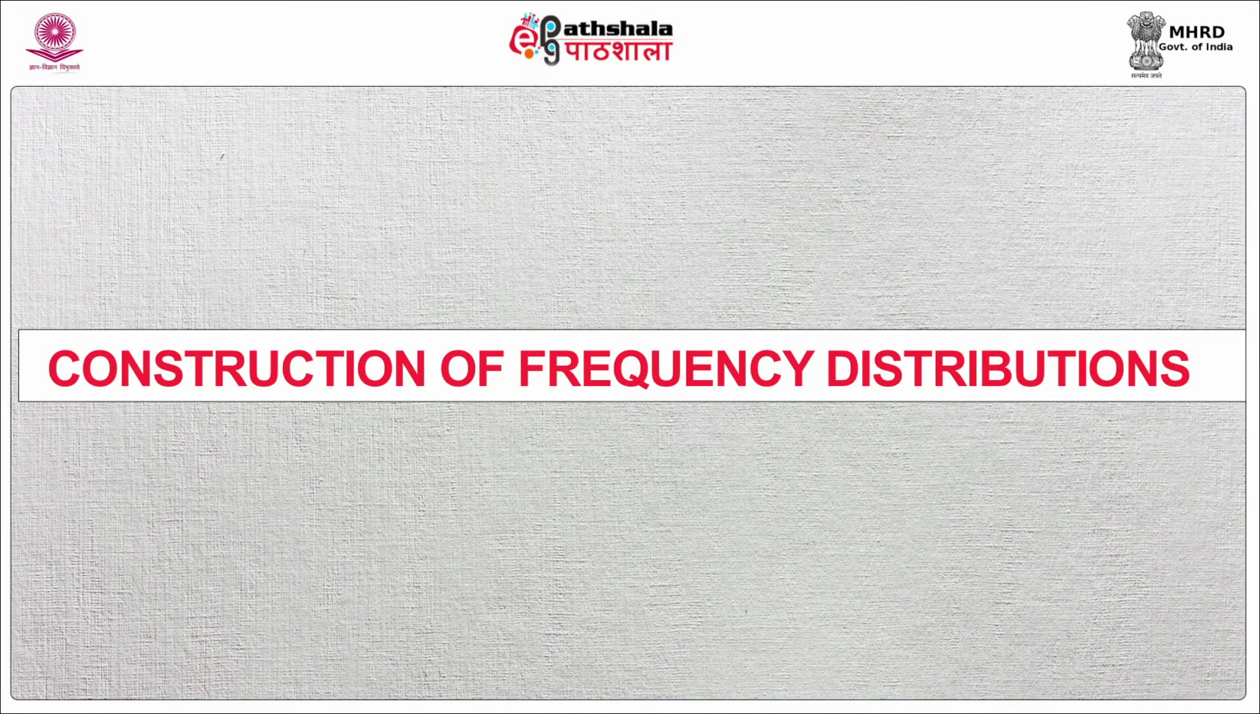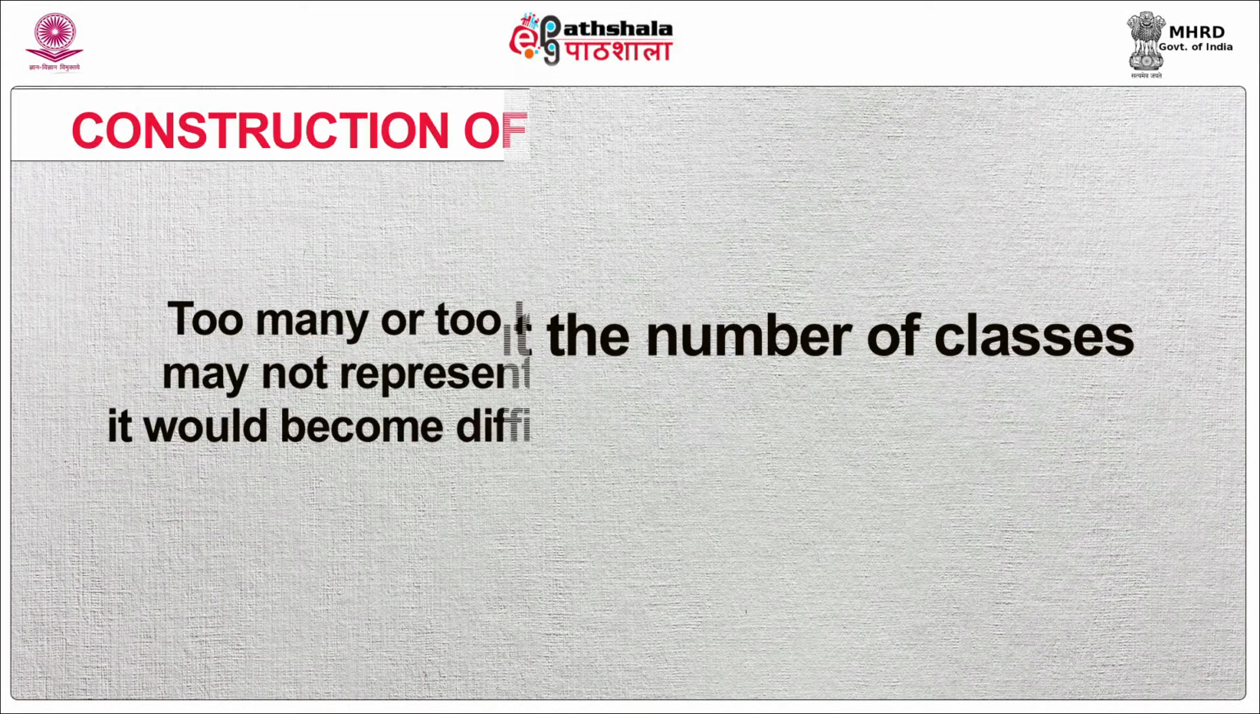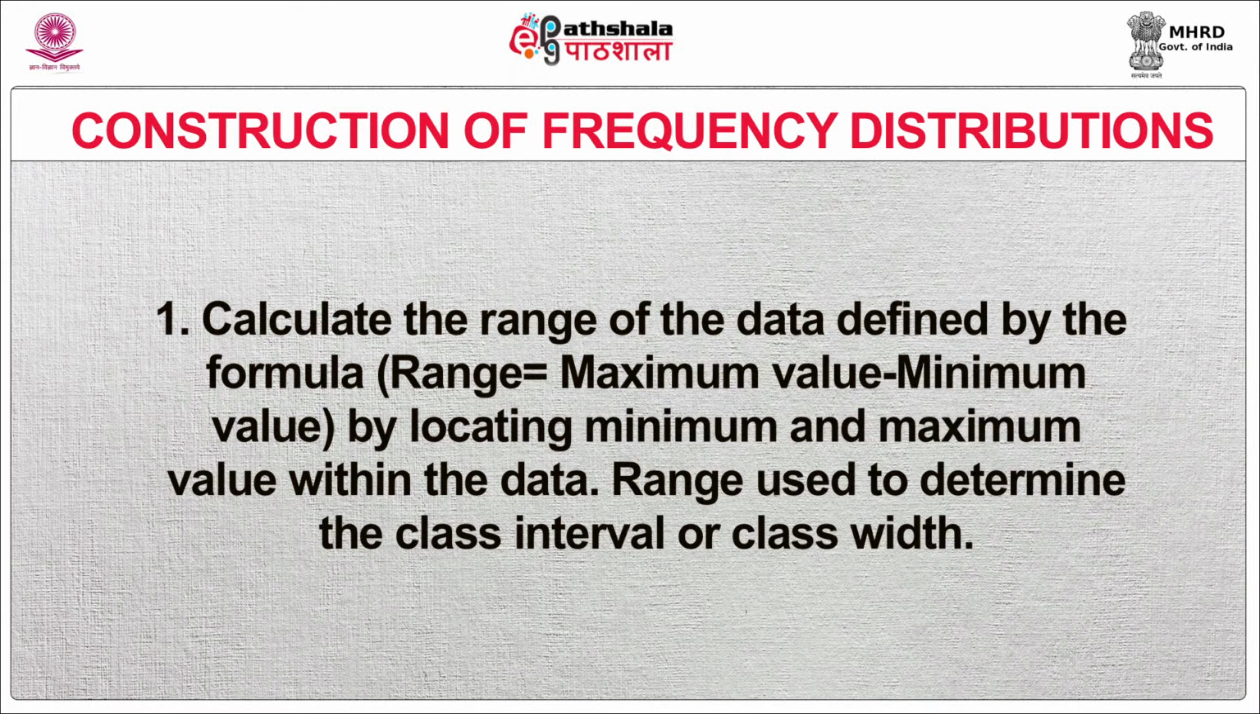The next is construction of frequency distribution, deciding about the number of classes. Too many or too few class intervals may not represent the data set completely. It would even become more difficult to interpret such a frequency distribution. So, how do we do it? First, calculate the range of the data defined by the formula, that is, range is equal to maximum value minus the minimum value, by locating the minimum and the maximum value within the data. Range is used to determine the class interval or the class width.